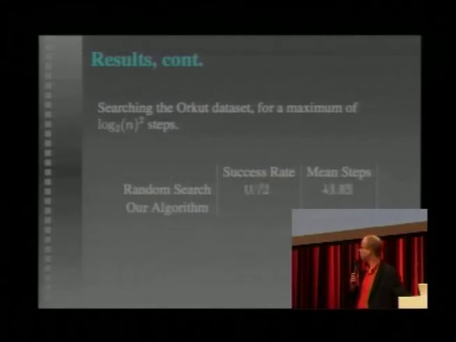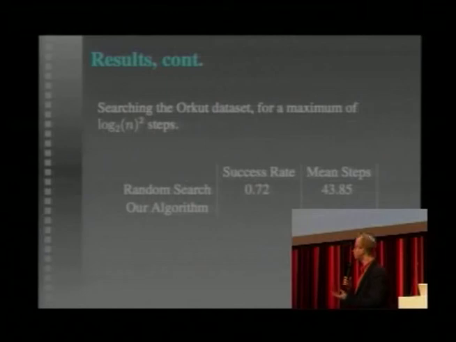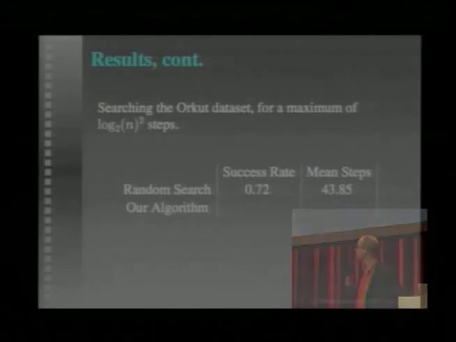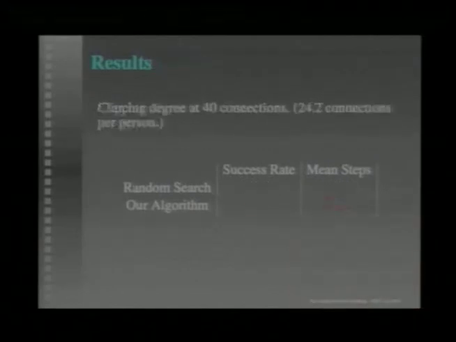Of course, in this sort of network, because it's dense and because of this degree distribution, random search actually works pretty well. In about 43 steps, you found 72%. I'm saying this is good, but of course, it's not practical. You'd never want to run something that takes 43 steps to find something. The latency would be horrible.